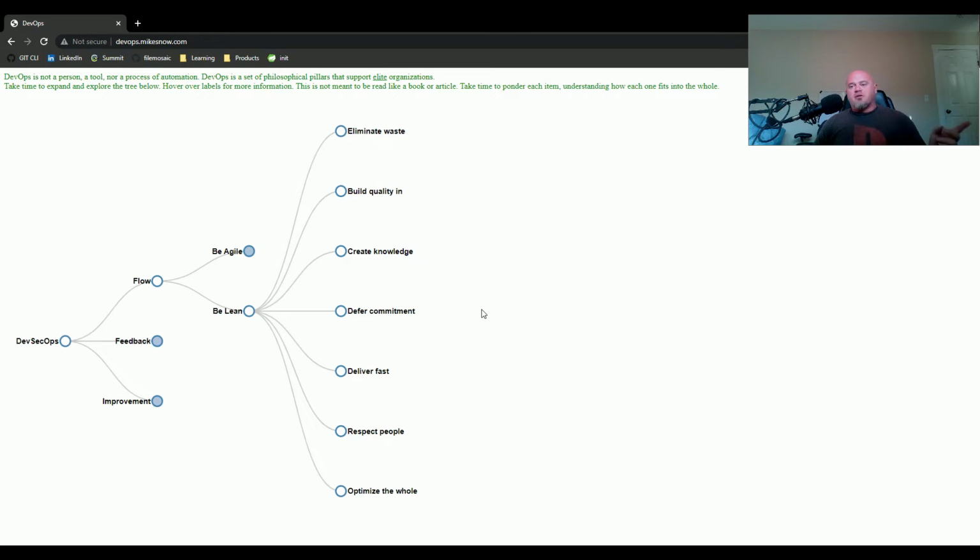So even if it's outside of engineering, let's say there's a QA or someone somewhere is causing a bottleneck, that's part of the whole. And so if you're just optimizing things in isolation, like in development or engineering, and you're not looking at the entire end-to-end process, you're missing something. And so you want to optimize the whole.